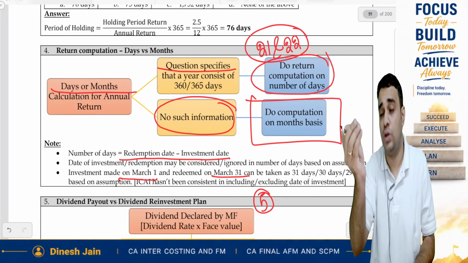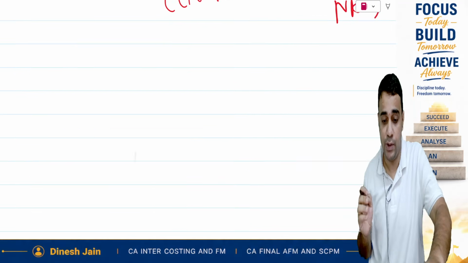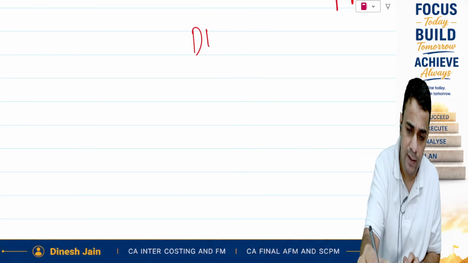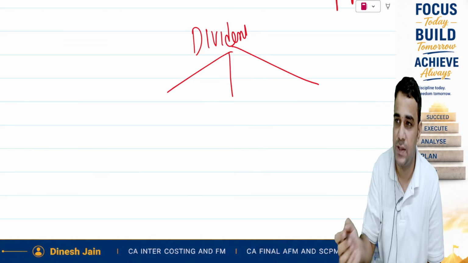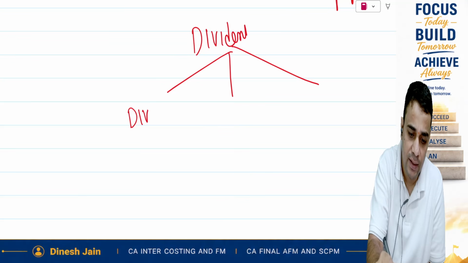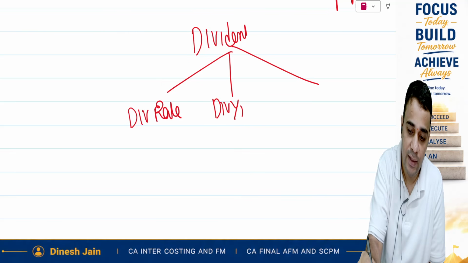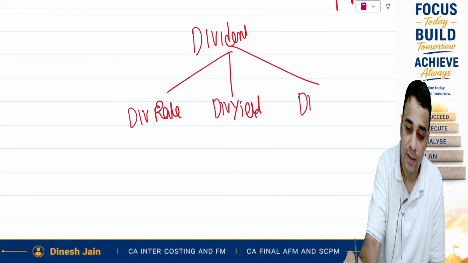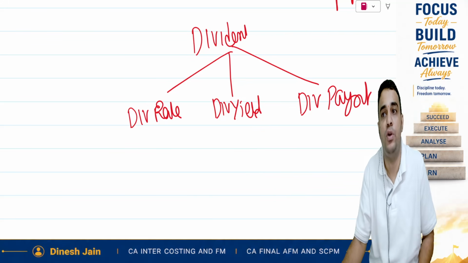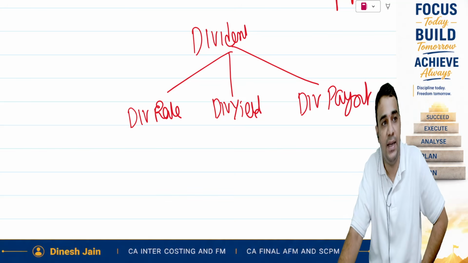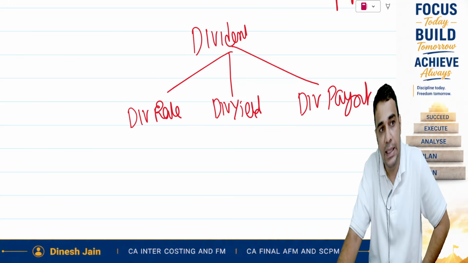Okay, another two things I have to discuss. Before I do this, dividend. There are three ratios related to dividend. You could have seen this at CA Inter: dividend rate, dividend yield, dividend payout. You could have come across these three terms: dividend payout ratio, dividend rate, dividend yield.